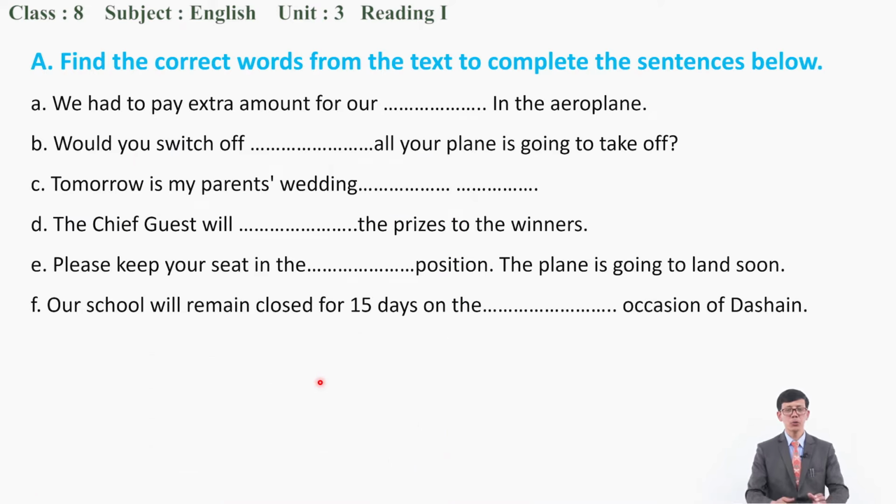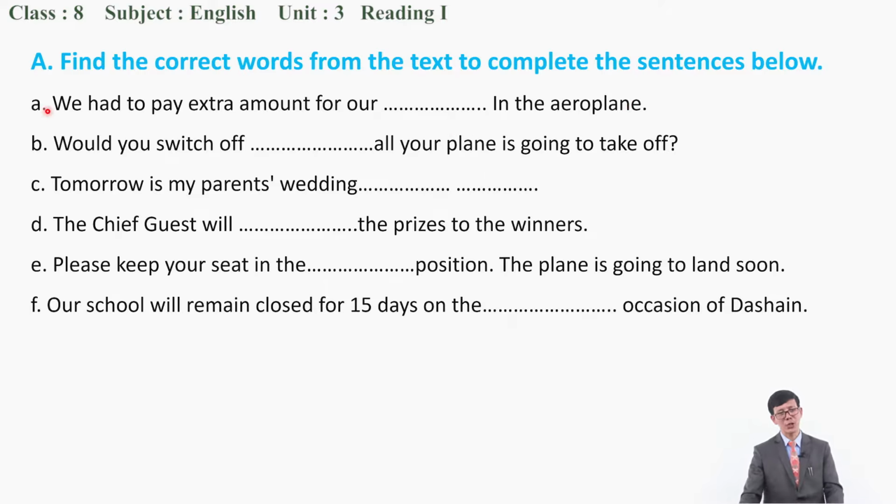Now, let's go to our exercise. All right, so in exercise A, what do you have to do? Good. You have to find the correct words from the text to complete the sentences below. We have discussed some of the words, right? And from those words in the text, you have to choose the suitable words to complete these sentences.